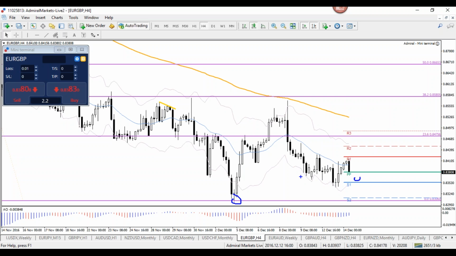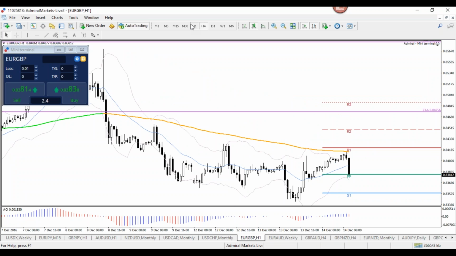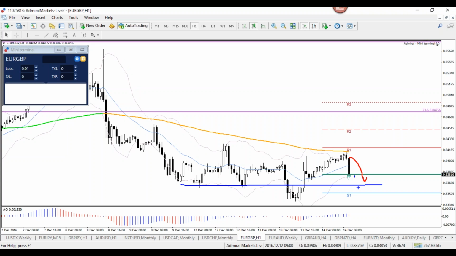So let's see if price can bounce up to S1, and there could be an inverted head and shoulders there. For the moment, price is looking very bearish, but if there's any bullish candlestick pattern at the pivot point or S1, I think it could still be a bounce up.